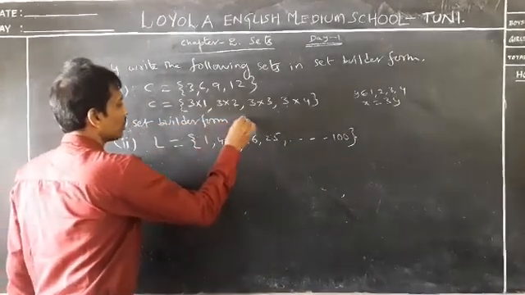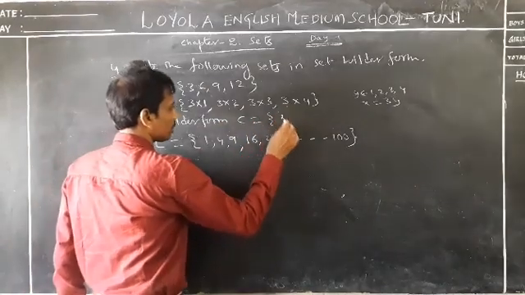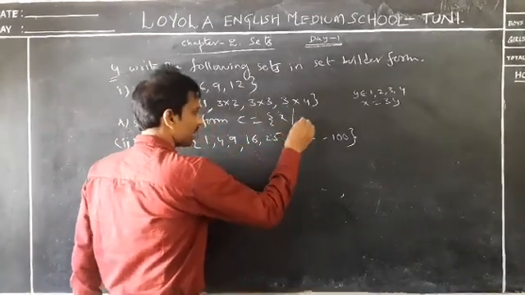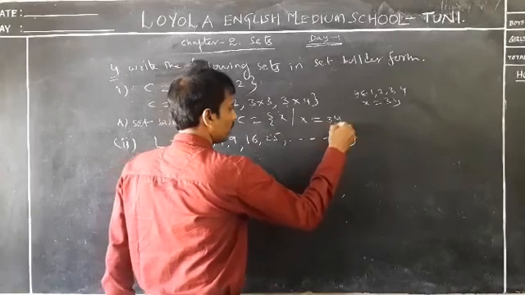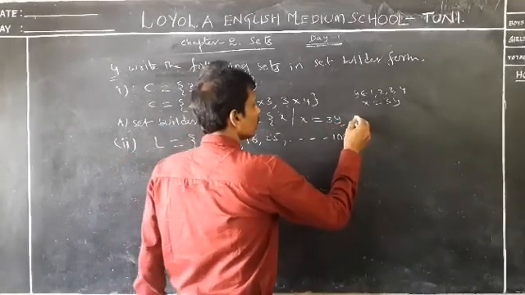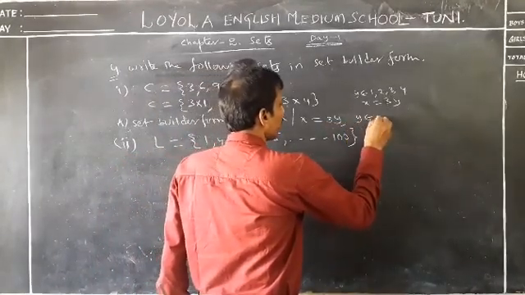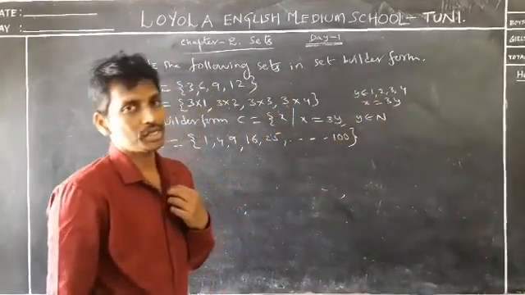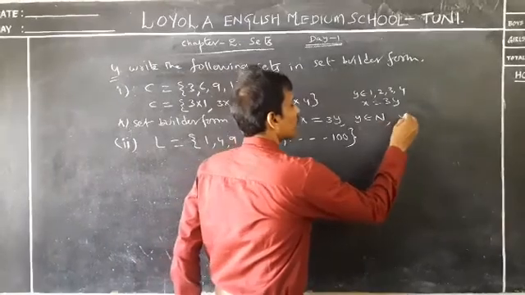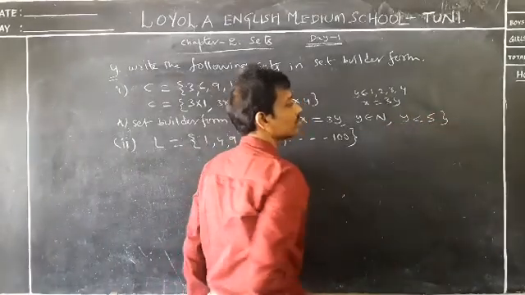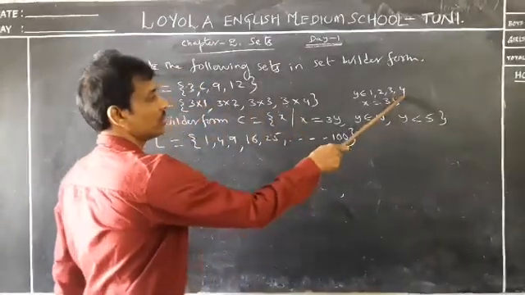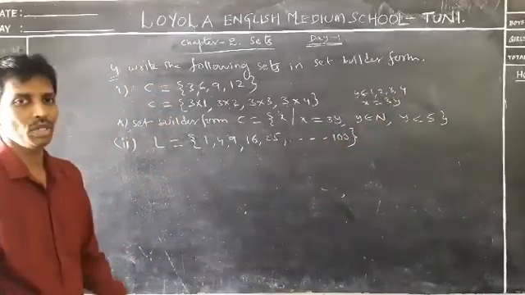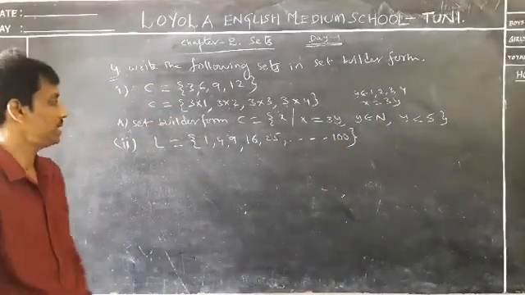Set builder form of C is equal to x such that x is equal to 3y, y belongs to the set of natural numbers. And see, these are all natural numbers only, but y less than 5. Before 5, what natural numbers are possible? Those elements we should consider.